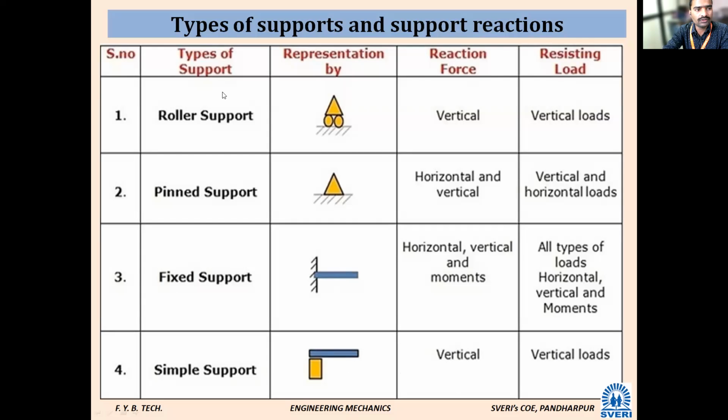Next, the second one is the roller support. This is the symbolic representation of rollers. How many reactions will develop for the rollers? Only one. What is that one? That is the vertical reaction.